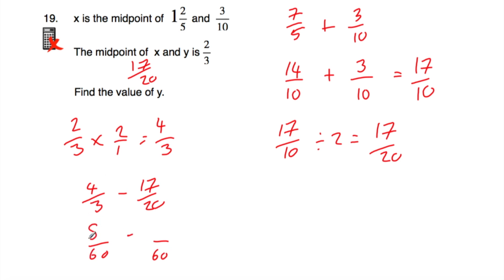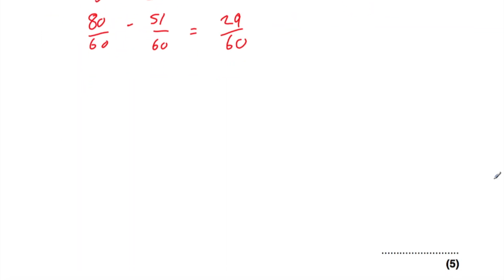So 4 times 20 would be 80. So 4/3 is the same as 80/60. And to get from 20 to 60, we multiply by 3. 3 times 17 is 51. So now we just need to do 80/60 take away 51/60, and then that will be the value for y. 80 take away 51 is 29, and then our denominator will stay the same, so it's 60. So that means that y must be 29/60, and that's it. Y is 29/60.